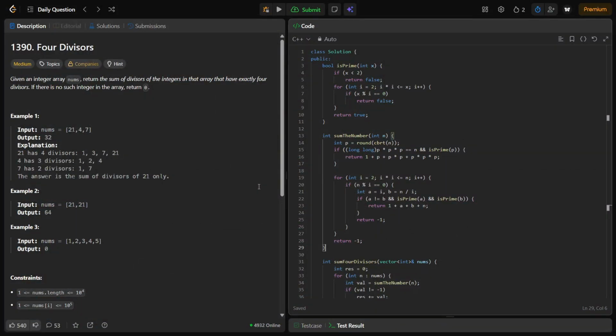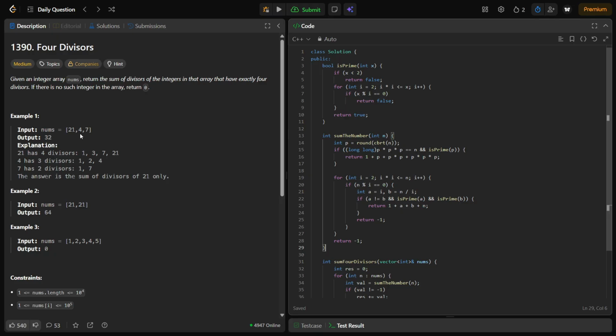Good morning friends. So today we will be seeing a question from Leetcode, that is Four Divisors. The current question that is given to us, we will be given an integer num array and we need to return the sum of the divisors of an integer in an array that have exactly 4 divisors.